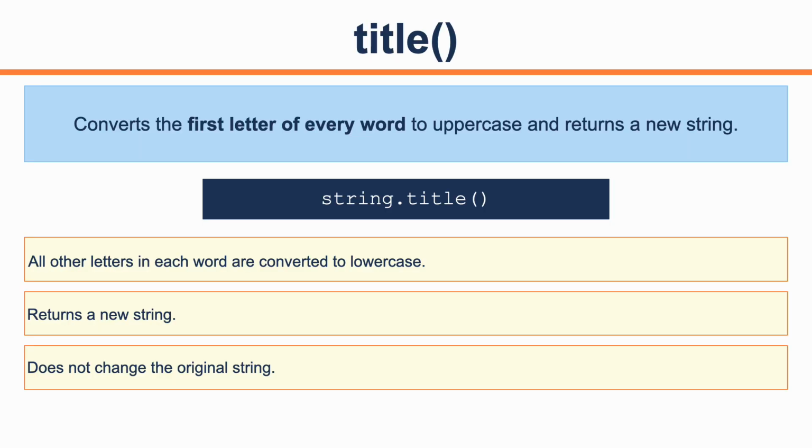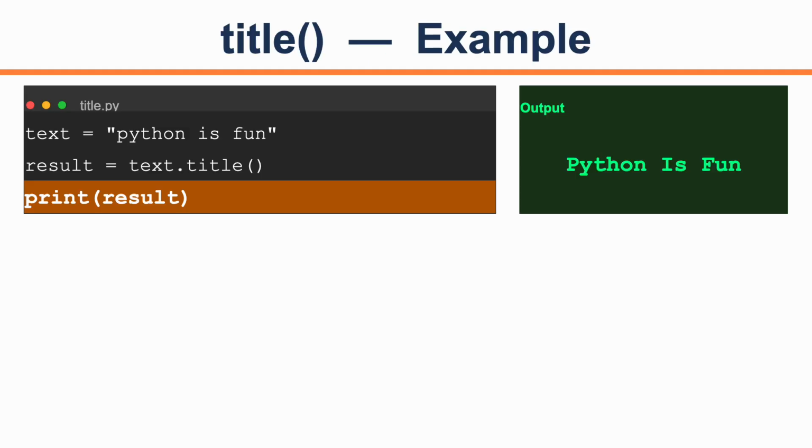The title method converts the first letter of every word in a string to uppercase. All other letters in each word are converted to lowercase. It returns a new string and does not change the original. Here we store the string Python is fun in a variable called text. Calling the title method returns Python Is Fun with the first letter of each word capitalized.